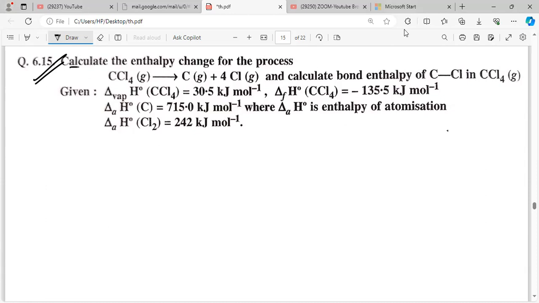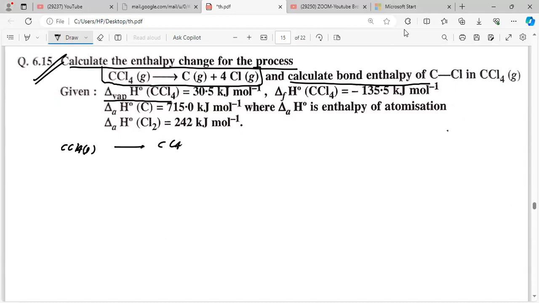See what they are saying. Calculate the enthalpy change for the following process. CCl4 giving carbon gas plus 4Cl, and calculate the bond dissociation enthalpy. All these terms are given. What is the vaporization they have given? Vaporization means CCl4 liquid is converting into CCl4 gas. How much is there? 30.5. This is vaporization, the first equation.